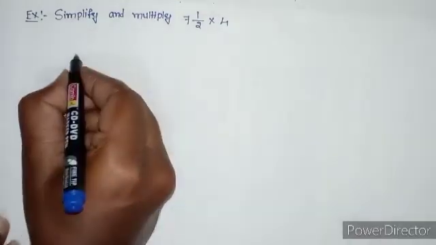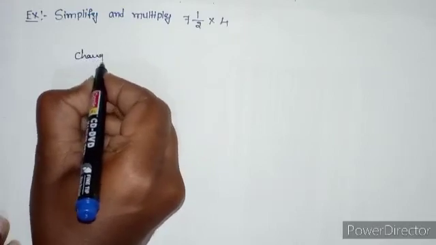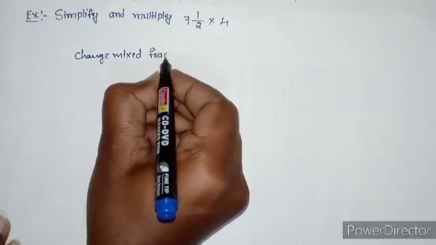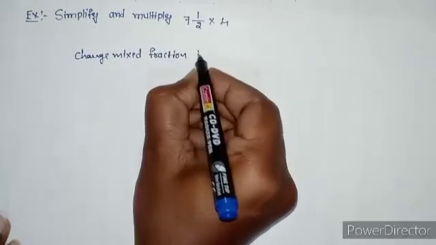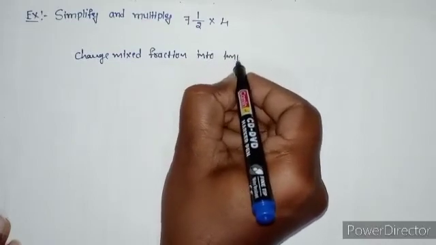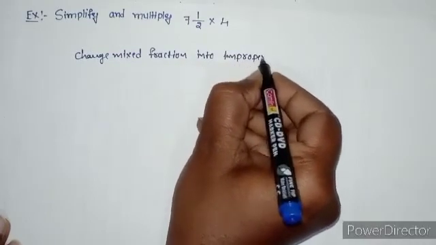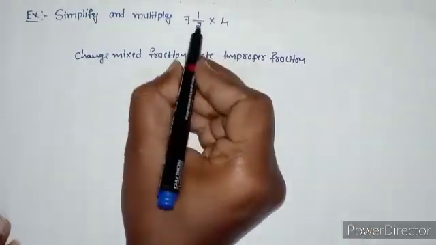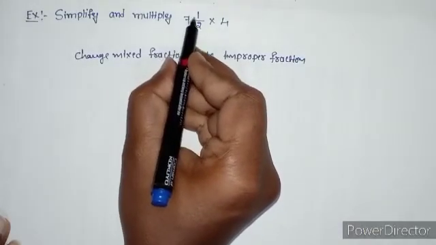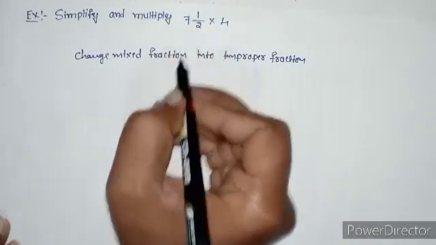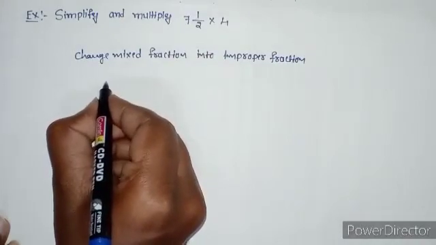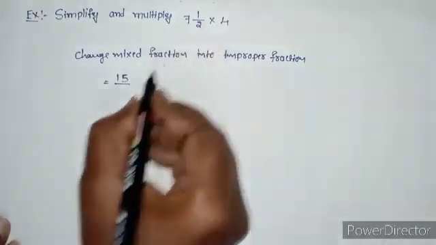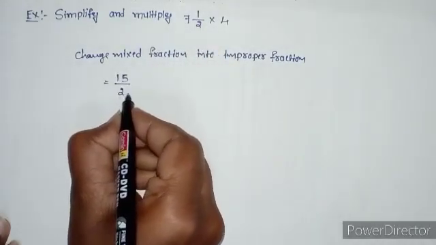Okay, so all of you see here, change mixed fraction into improper fraction. So 2 sevens are 14. 14 plus 1, 15, right? So right here, is equal to 15 over 2. Write this 2 as a denominator as it is.